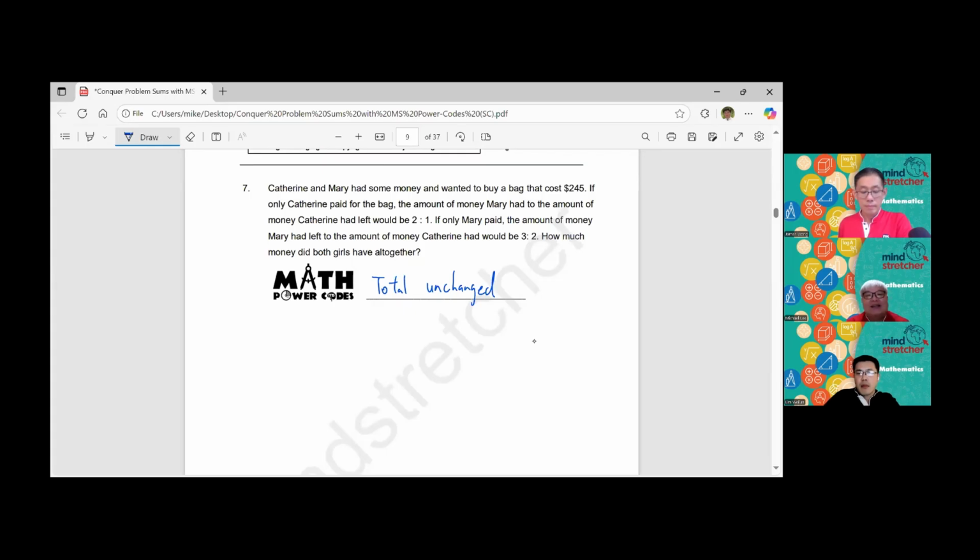Okay. So for this question, we have Catherine and Mary had some money and wanted to buy a bag that cost $245. So if only Catherine paid for the bag, the amount of money Mary had to the amount of money Catherine had left would be 2:1.